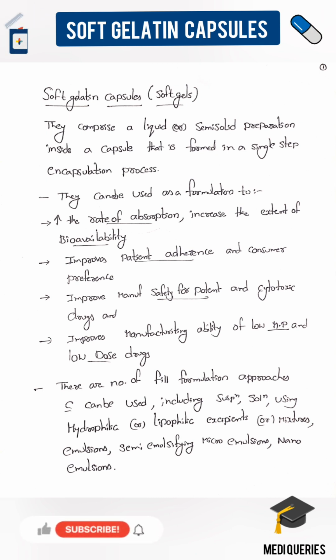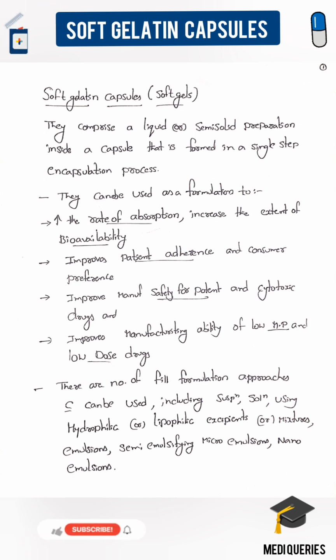They have so many advantages. They increase the rate of absorption. As a result, there will be an increase in the extent of bioavailability. At the same time, they improve patient adherence and consumer preference. Compared to other dosage forms like tablets, patient compliance is higher for soft gelatin capsules. Why? Because if there is a drug with an unpleasant odor and taste, it is difficult for the patient to swallow. So at that time we will compound that medicine as a soft gel. As a result, there will be more patient compliance.